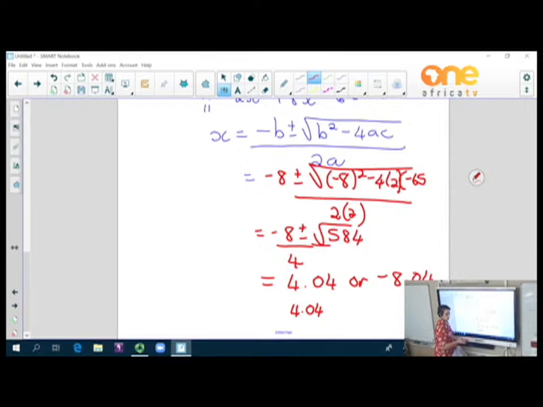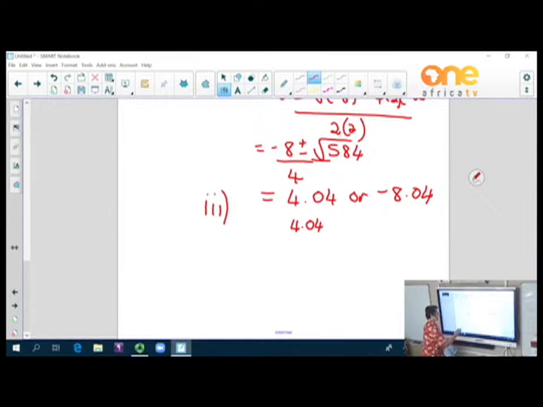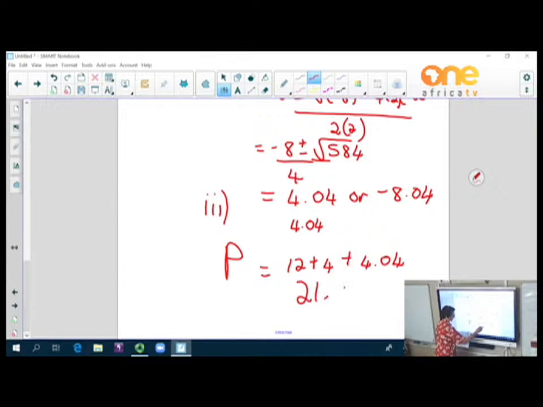Yet they just asked you to solve it. So now in the next step, we're going to use this value because this is the positive value that we want there. They asked for the perimeter here. So now it is x plus 4, which was now 12 plus 4, plus the 4.04, and the final answer is then 21.8 that you have there.